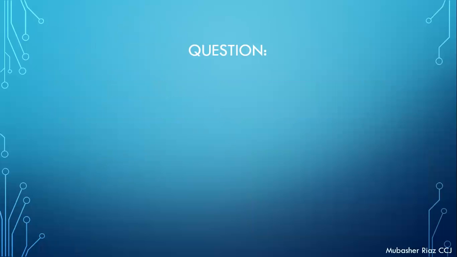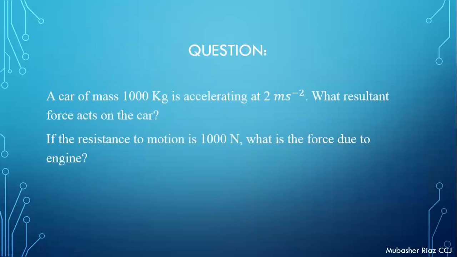There is a question, and you have to solve it regarding these unbalanced and balanced forces. A car of mass 1000 kg is accelerating at 2 meters per second squared. There is a car whose mass is 1000 kg and it is accelerating with an acceleration of 2 meters per second squared. So find the resultant force acting on the car.